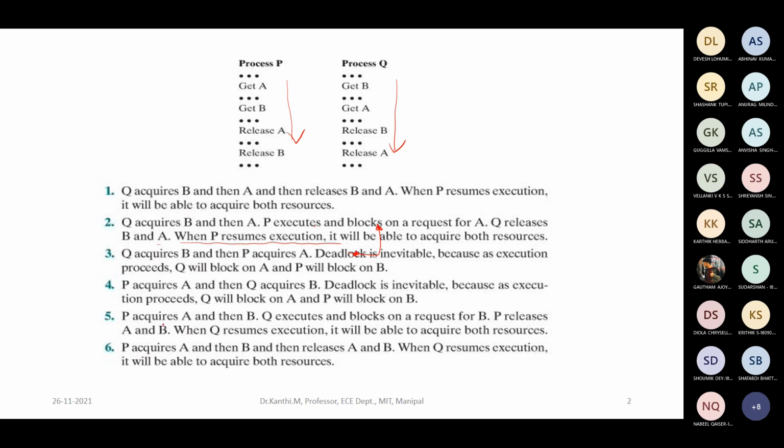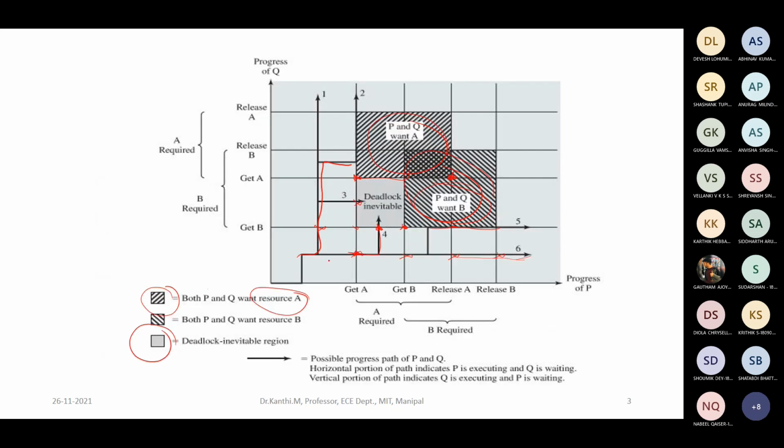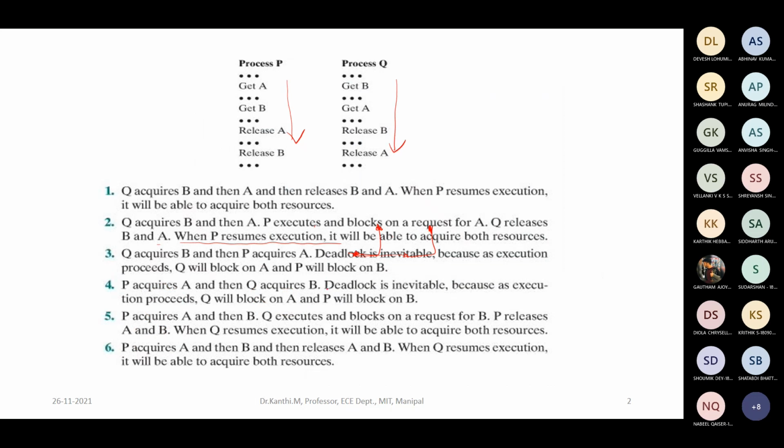And fifth one, P acquires A and then B, and then Q is trying to acquire B and blocks on the request for B because it is with P. P releases A and B. When Q resumes execution, it will be able to acquire both resources.